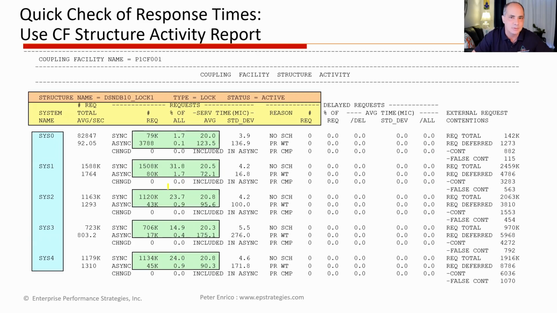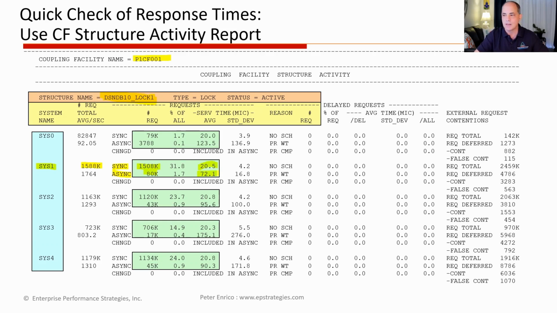This is an example now of what the report looks like for an individual structure. So let's go back to system 1. System 1 made this many requests to the coupling facility for this DB2 lock structure. So this is a breakdown of the requests to this coupling facility, but only for this one structure. And of the requests, we want to know how many are synchronous and asynchronous, and this is for this one structure now. And then we want to understand the response time of those requests.